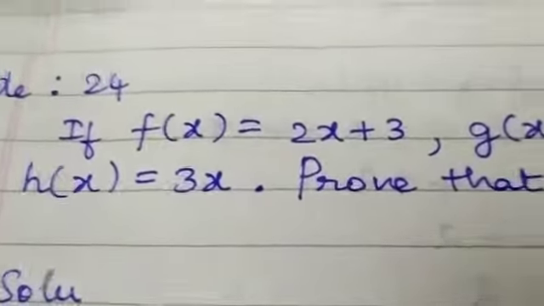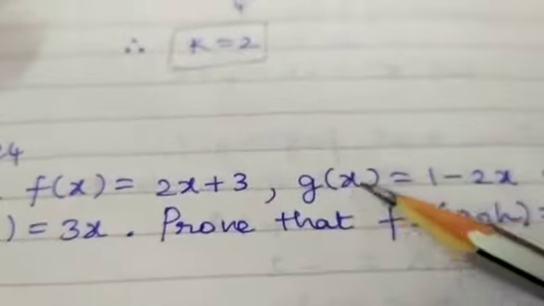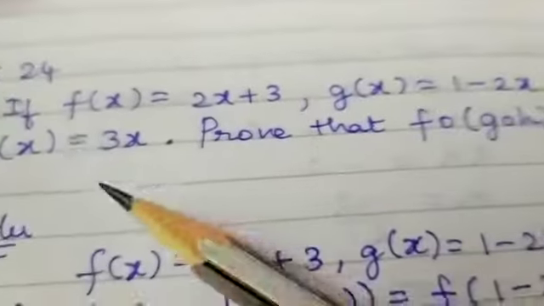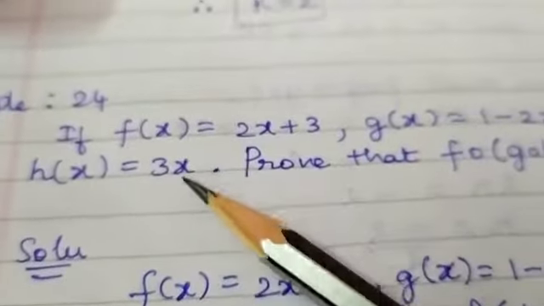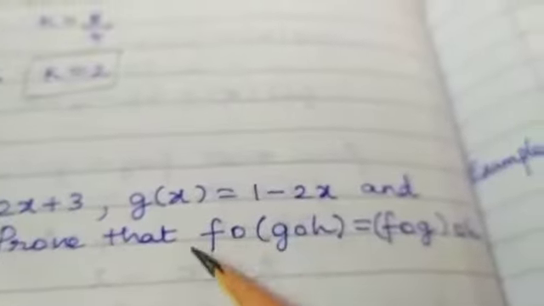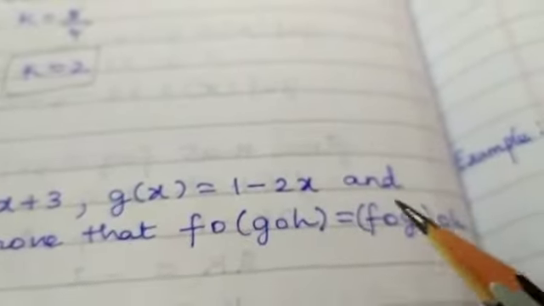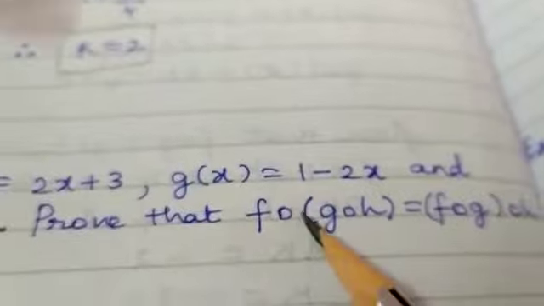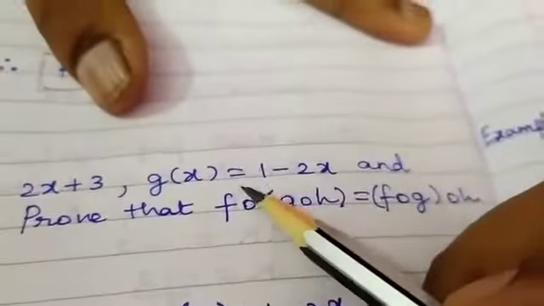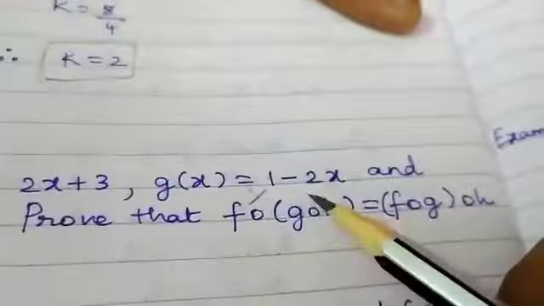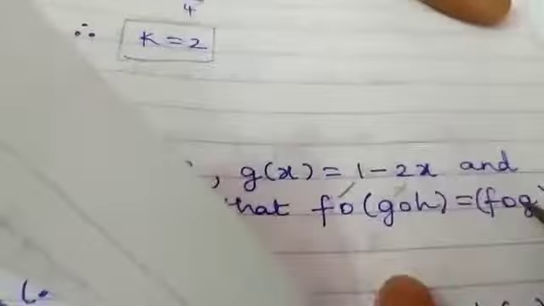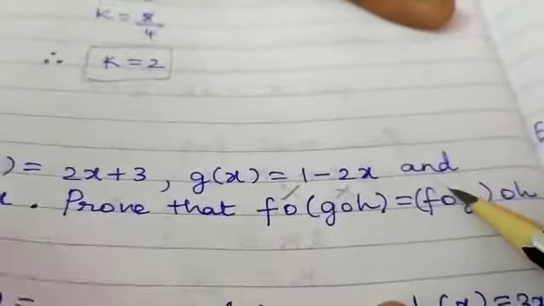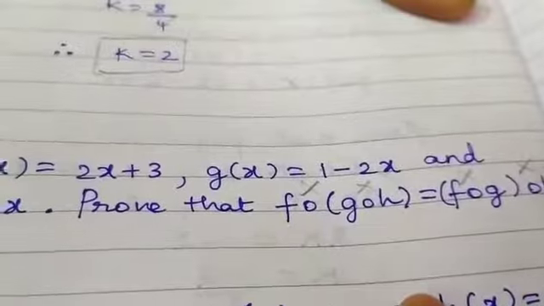If f of x equal to 2x plus 3 and g of x equal to 1 minus 2x and h of x equal to 3x, we have to prove that (f∘g)∘h equal to f∘(g∘h). These are nothing but multiply symbols. This means that (f into g) into h equal to f into (g into h).